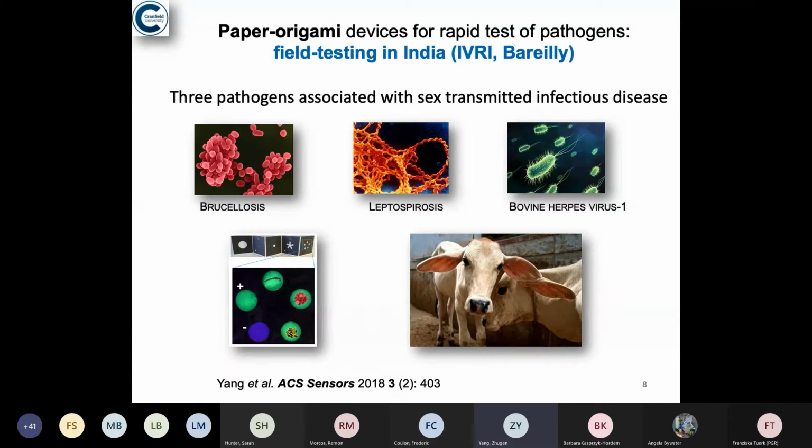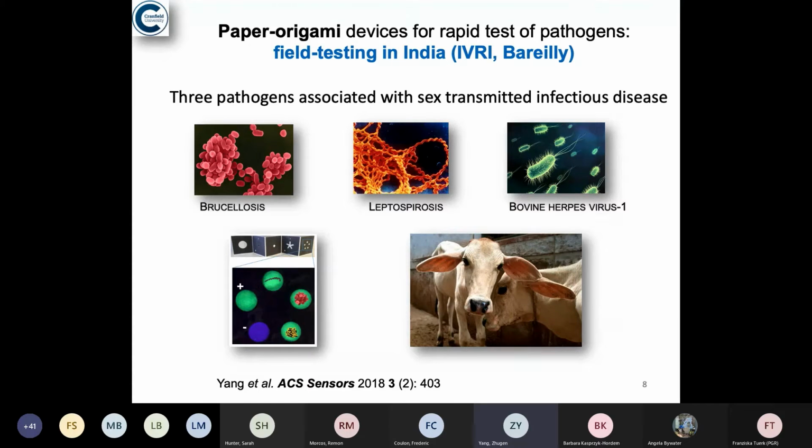So I introduce you to our earlier work in developing Paper-Origami sensors. Initially, we developed these sensors for the diagnosis of infectious disease in India, because Indian farms suffer problems where infectious disease may rapidly spread through the whole farm. We want to develop rapid, field-based testing to better understand these infections and limit the spreading. Otherwise, the whole produced milk will become waste.